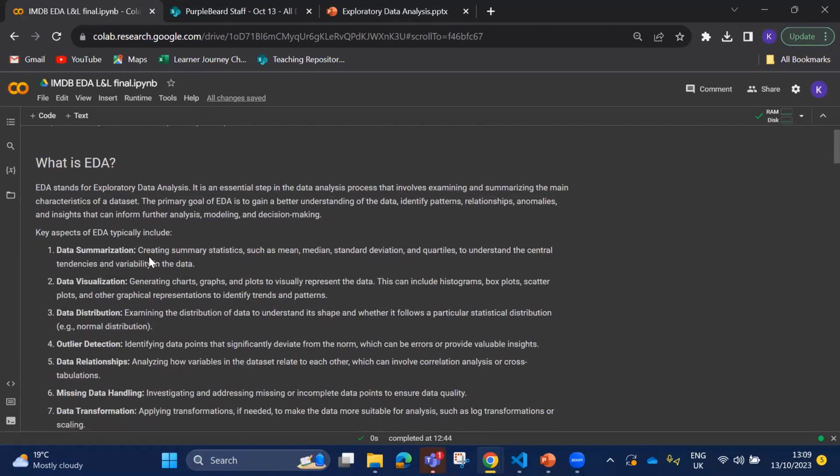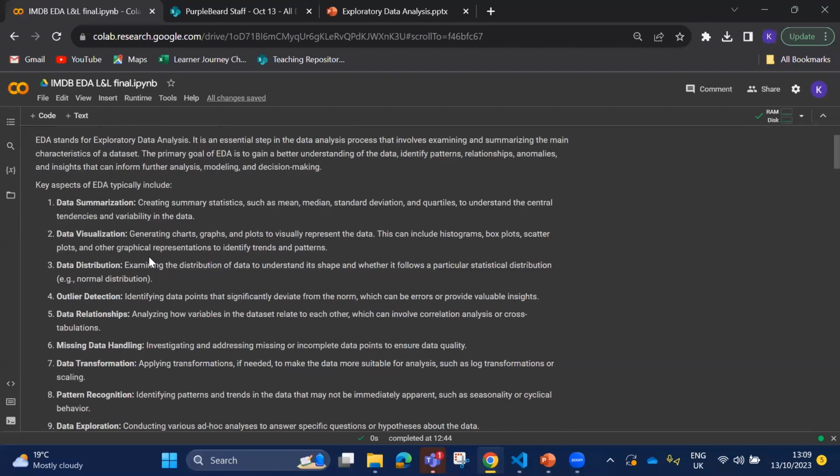So the process that we are talking about currently is called exploratory data analysis, and it is an essential step in the data analysis process. It involves examining and summarizing the main characteristics of a data set. So basically, here you are trying to explore the data set and make sense of it.